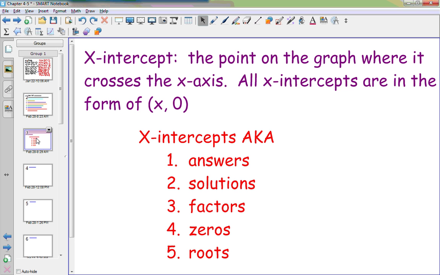Now, because in mathematics we like to make things fun, we like to put different synonyms to other things. What's a synonym? Two different words that have exactly the same meaning. An x-intercept is the same thing as solutions, answers, factors, zeros, and roots. So if I say find the factors, I'm actually meaning find the x-intercept, which is find the roots, which is find the zeros. Do you understand that?